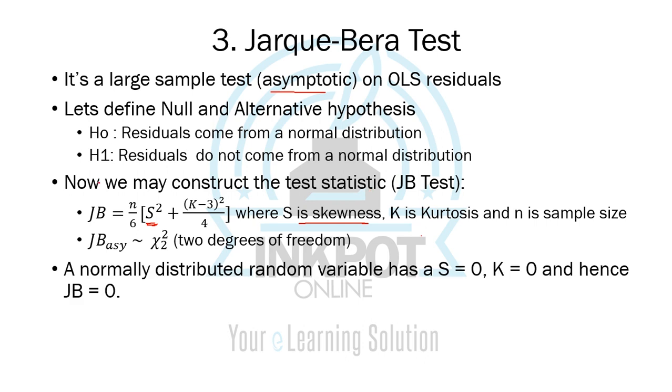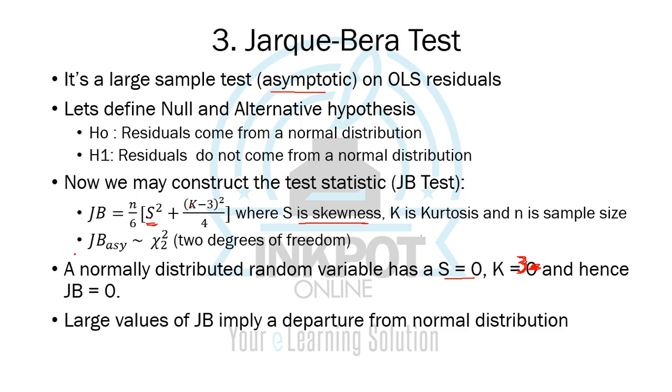If you recall from your basics, any normally distributed random variable will have skewness S equal to 0 and kurtosis K equal to 3. K should be equal to 3 here. If you put S equal to 0 and K equal to 3, then you will get JB equal to 0.